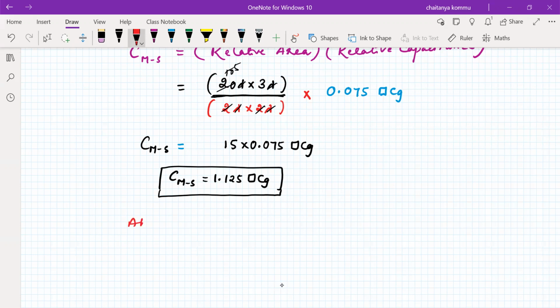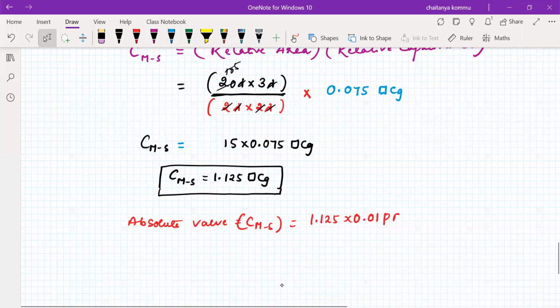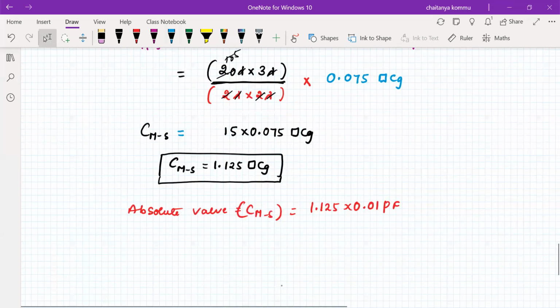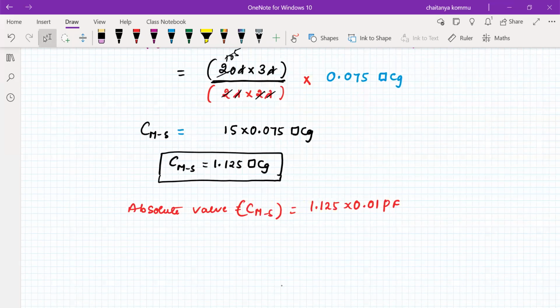Therefore, its absolute value of CMS is 1.125 multiplied with 0.01 picofarads. Okay, so you multiply this one, you'll get some value there.